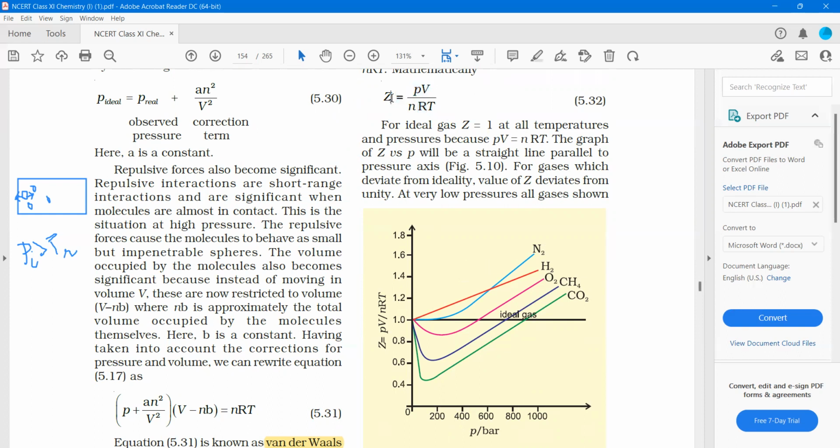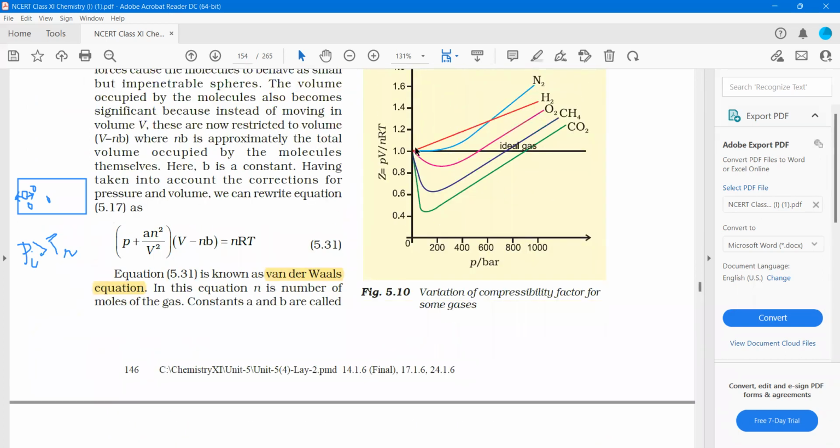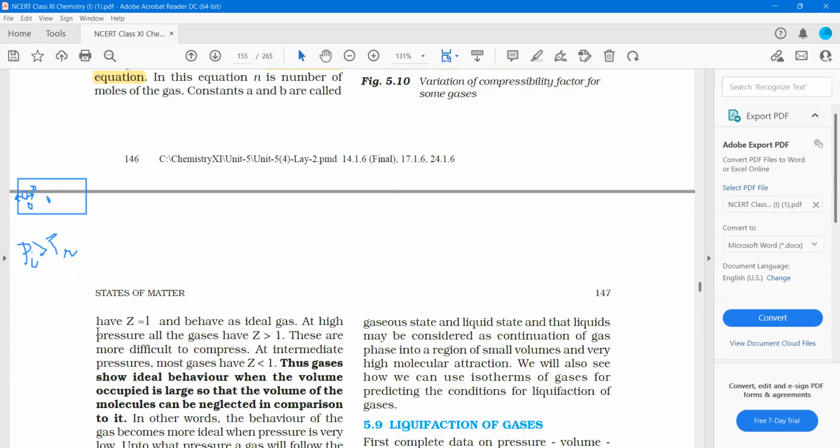So that means Z is not 1 for real gases. For gases which deviate from ideality, the value of Z also deviates from unity. At very low pressure, all the gases show ideal gas behavior. Here Z equals 1, all the gases approach Z equals 1. So at very low pressure, generally all the real gases behave ideally.